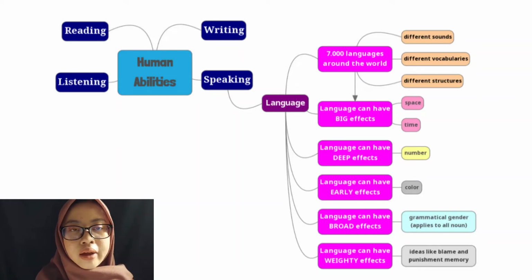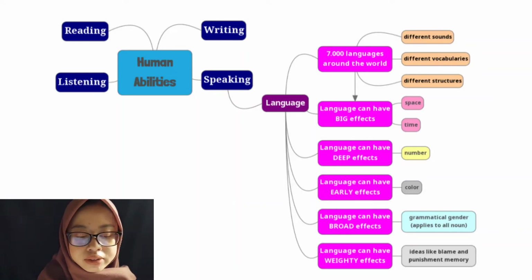Second, language can have really deep effects. It happens when using numbers. Some languages don't have exact number words. It causes them not to count, and they have trouble keeping track of quantity.